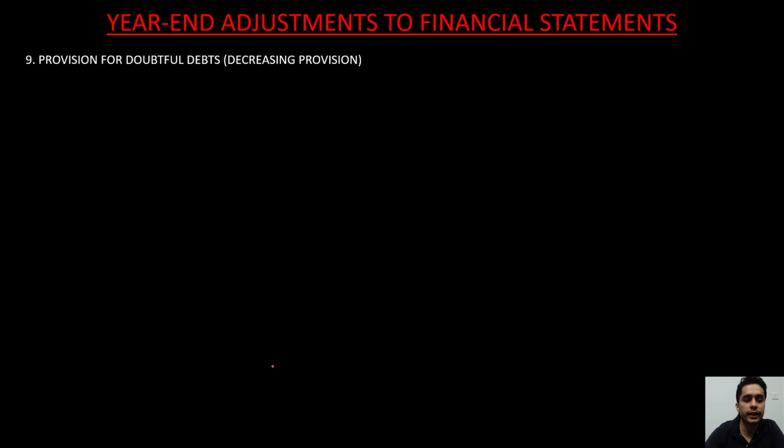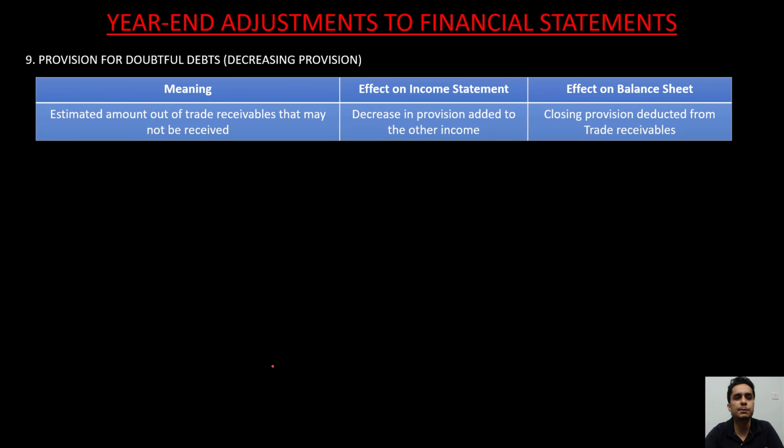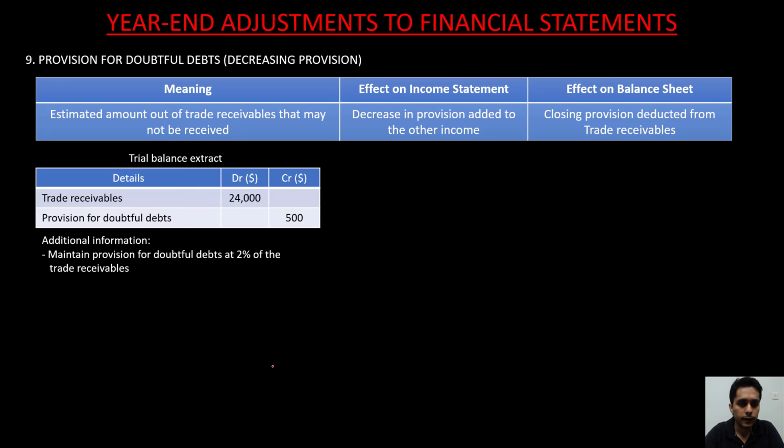Now in this one, we are trying to decrease our provision. The business already has provision for doubtful debts, but in the current year, that much is not required. The doubtful debts estimate has reduced. So let's look at the example directly. Trade receivables showing at 24,000. From the previous year, we brought down a provision of $500.